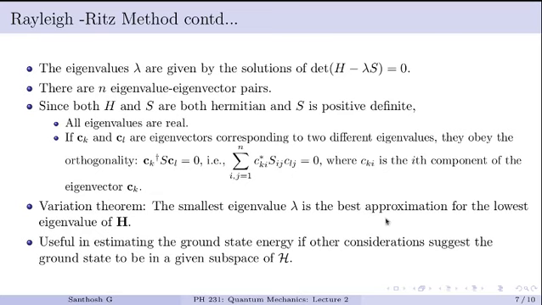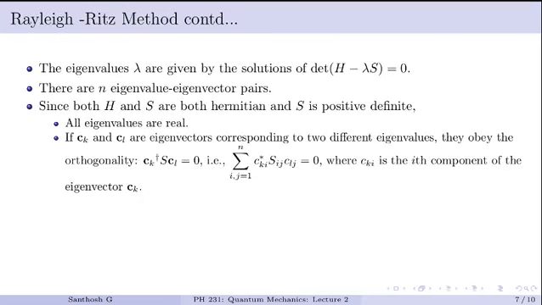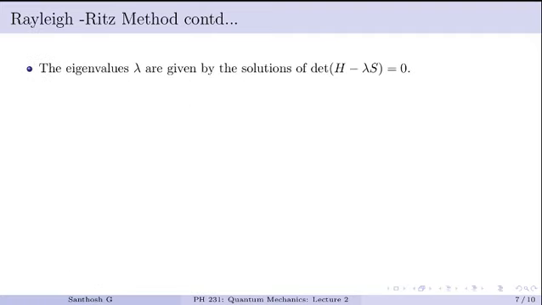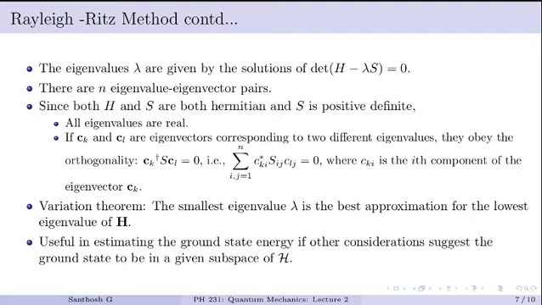Now, this method is useful in estimating the ground state energy if there are other considerations that suggest that the ground state is in some subspace of H. Then we can construct our trial wave function as a linear combination of a set of vectors that span the subspace, and then use the Rayleigh-Ritz method, and then construct the solutions of the generalized eigenvalue equation given by this, and then find all possible values of lambda, and from the properties of H and S we are assured that lambda are real, and the minimum of that lambda is going to be our best estimate for the ground state energy.